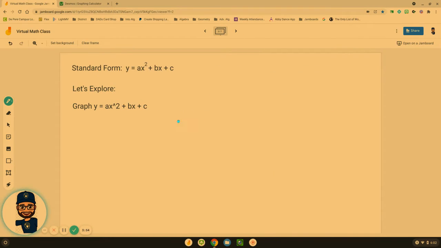You do need to make sure you know that standard form is this equation: y equals ax squared plus bx plus c. And that is what we call standard form. And we're trying to understand what do all of the a, the b, and the c values do to our graphs of that parabola. So I'm going to hop over for a minute on Desmos, and we're going to explore the graph of ax squared plus bx plus c.